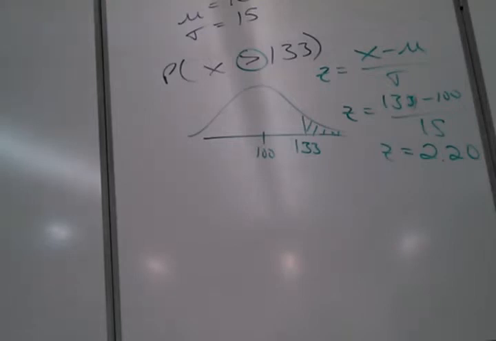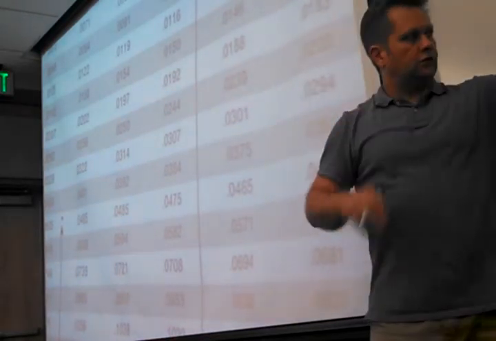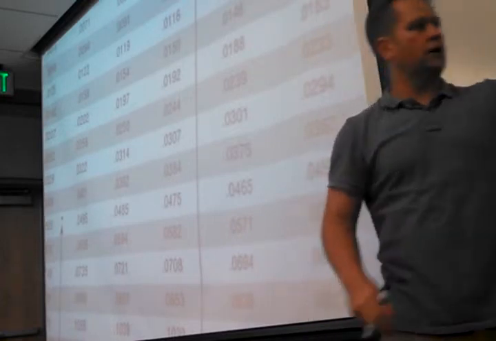But when I look up 2.20, looks like I get 0.9861. You guys see that? I should have made some copies. I didn't realize so many people were bookless. Thank you. So 0.9861. So the minute you look up a z-score in the chart, you put it in the right place on the picture. So then it's telling you, you haven't found the answer yet, because the answer is where you shaded it, right? So of course, how do I find the answer? 1 minus that, which is 0.139.